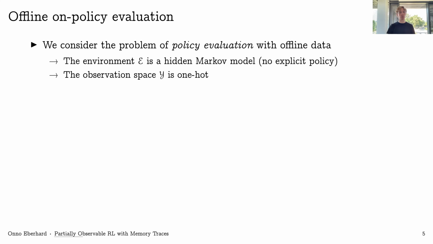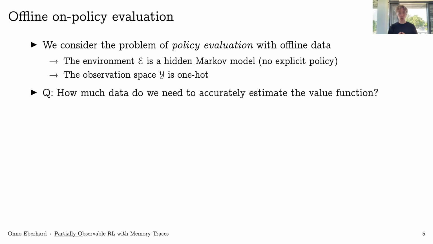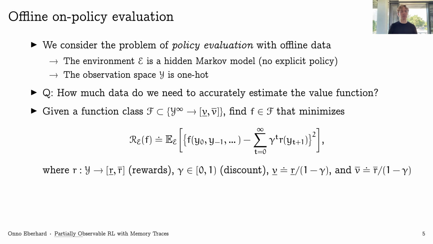Now, concretely in this work, we consider the problem of policy evaluation with offline data. The environment is a hidden Markov model, and the observation space is assumed to be one hot. The question we ask is, how much data do we need to accurately estimate the value function? Because this is a partially observed setting, the value function is a function of the complete history of observations, and we want to minimize the return error. So given a function class, we want to find the function f in this function class that minimizes this quantity.